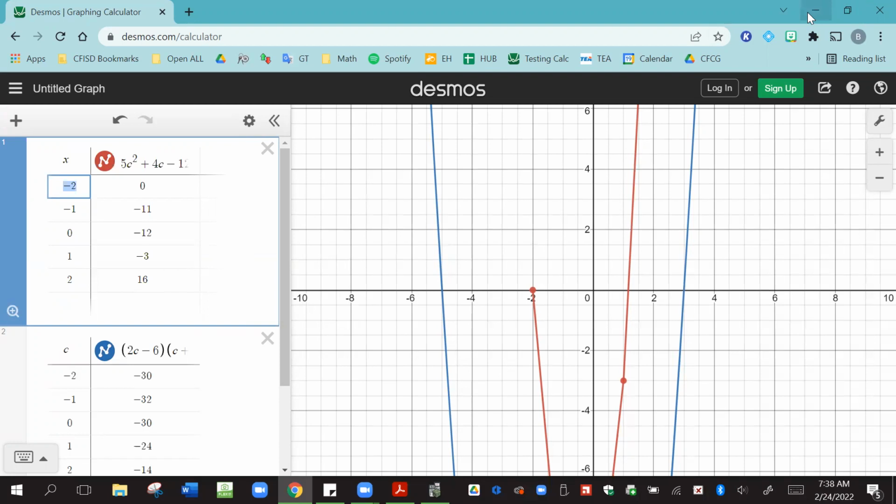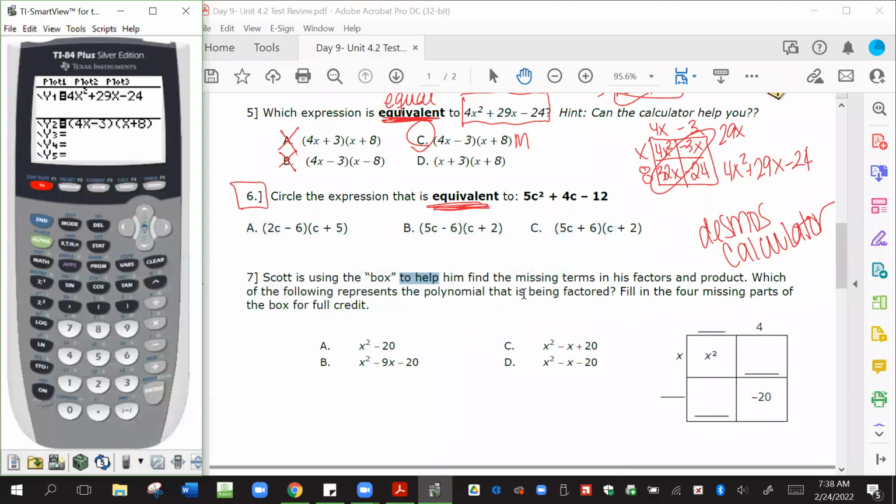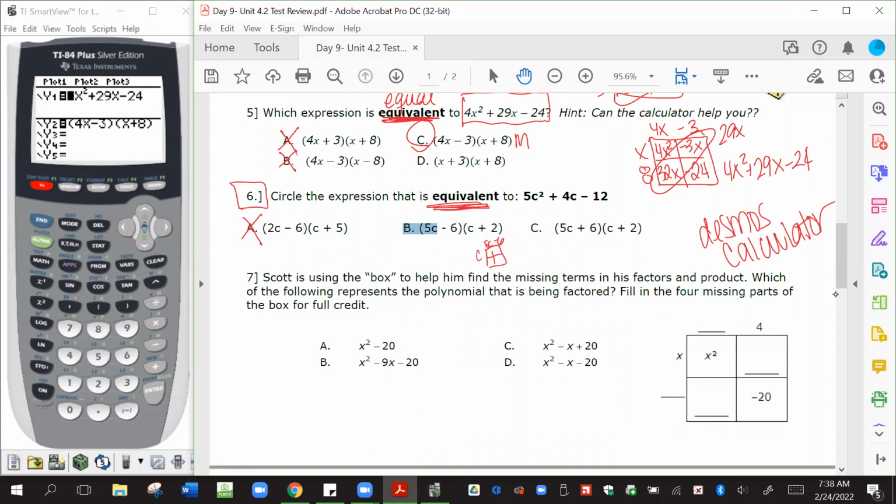Okay, so I answered at least one of them for you, so we know it's not 8. So I narrowed it down. If you still don't understand Desmos, you can use this one right here, where you make your box, you put your 5c, you put your -6, you put your c, you put your 2. You can do the same thing, multiply them and figure out which one would be equivalent.